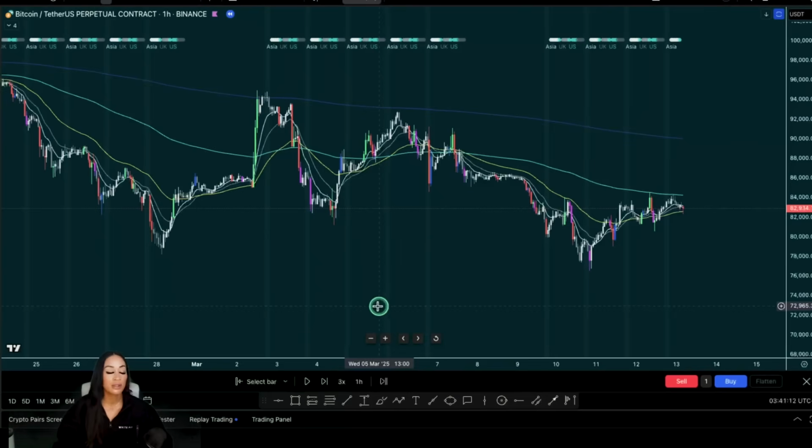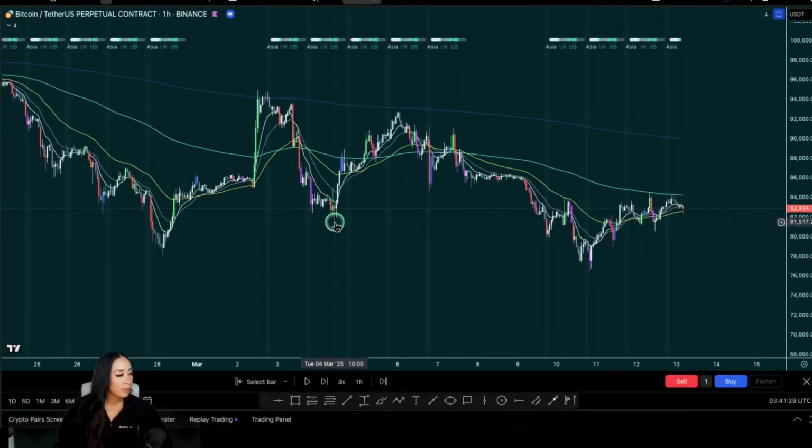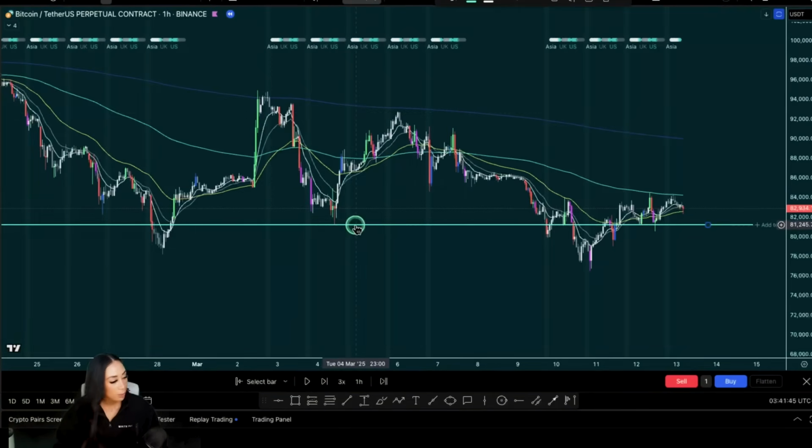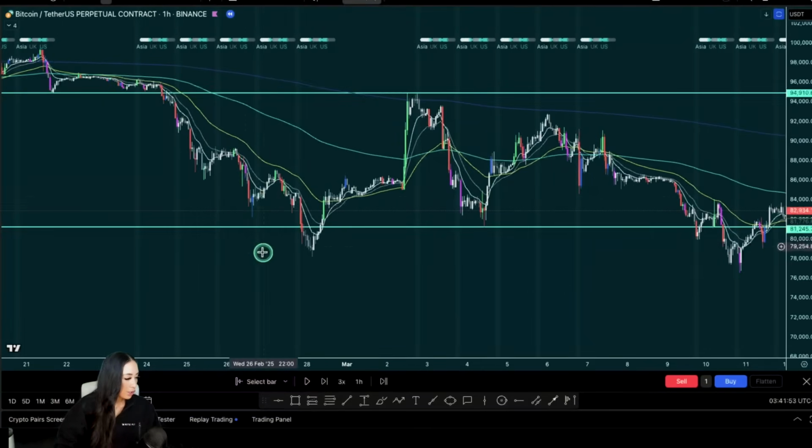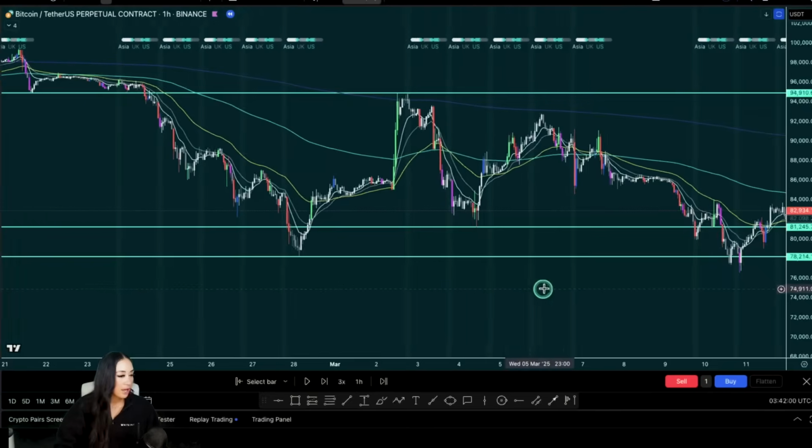The next thing I want to do is mark out any key support and resistance zones. So in TTC, we use the low of the week and the high of the week. The low of the week is the lowest point that price went to in the previous week, and the highest point is this point here, and that is going to be the high of the week. I can also see the previous week. This point here was the low of the week, so I'm going to mark that area out as well.